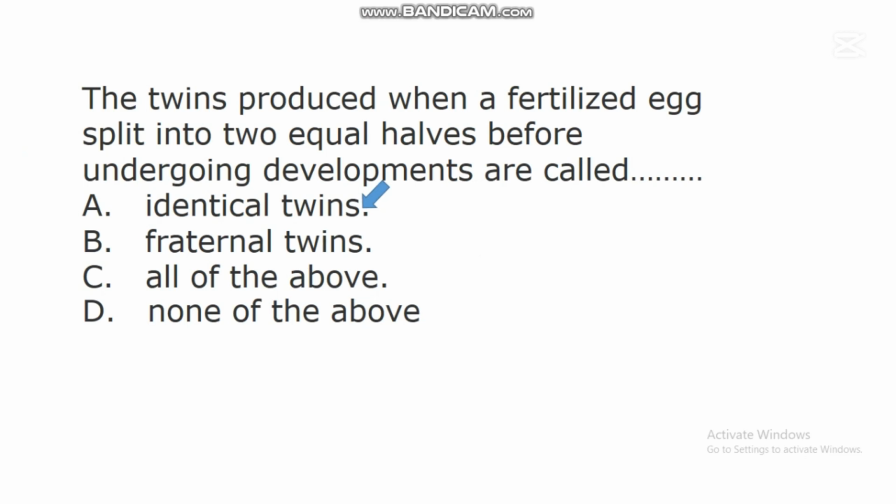Identical twins. These identical twins are twins produced when a fertilized egg splits into two equal halves before undergoing development. So when this fertilized egg splits into two, each of them will develop into an embryo that will finally lead to the formation of a fetus, and a baby will be produced.